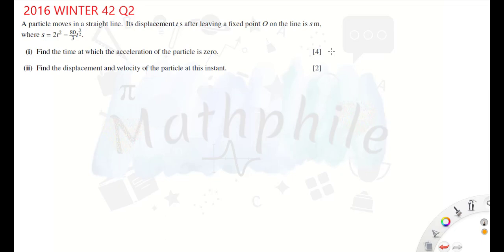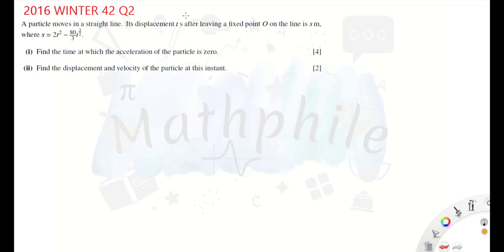So okay, a particle moves in a straight line. Its displacement t seconds after leaving a fixed point O on the line is s meters, where s is equal to 2t squared minus 80 over 3 t raised to the power 3 over 2. Find the time at which the acceleration of the particle is 0, and find the displacement and the velocity of the particle at this instant.